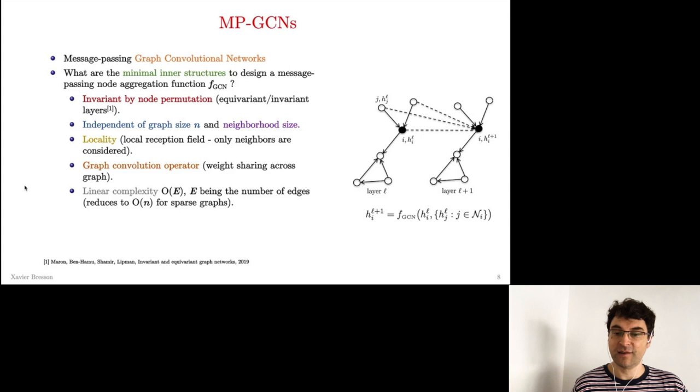Okay. So if I want to satisfy all these properties, at the end, my update function will depend on the representation at the node i at the previous layer, and all the neighbors of the node i. Okay, so we don't have a lot of freedom. The only freedom that we have is the design of this function, but the input of the function will stay the same.